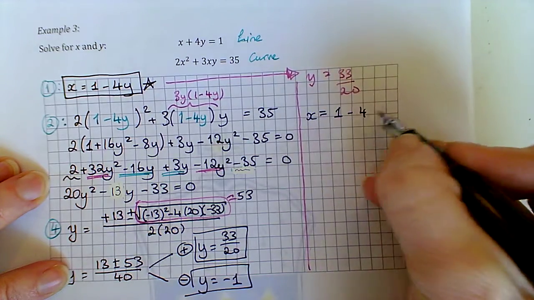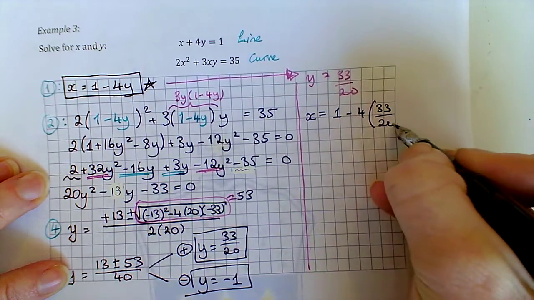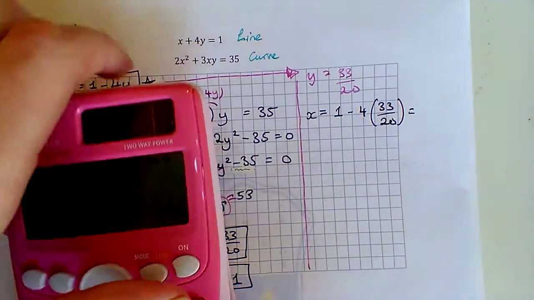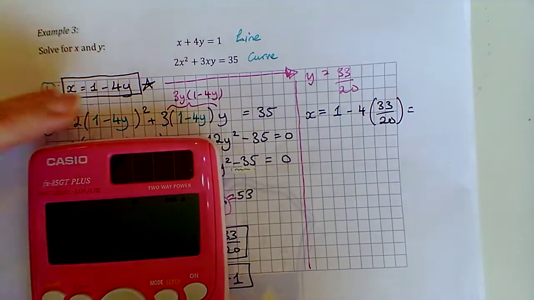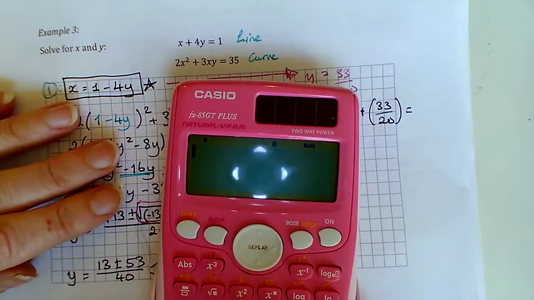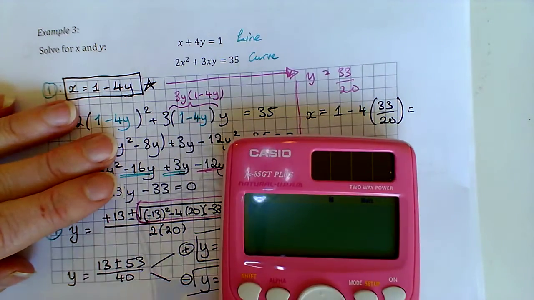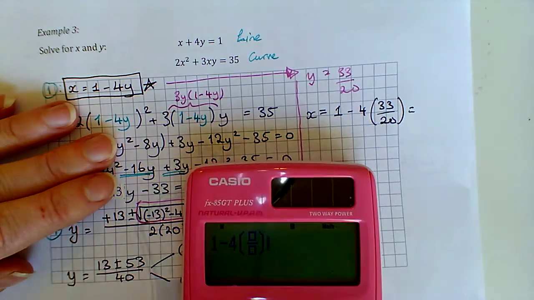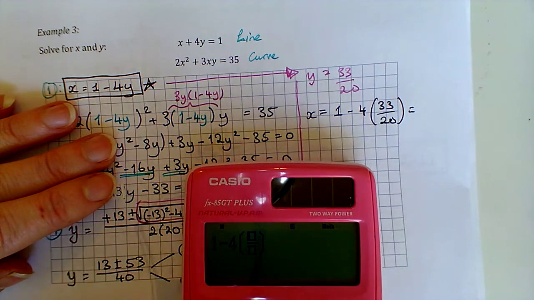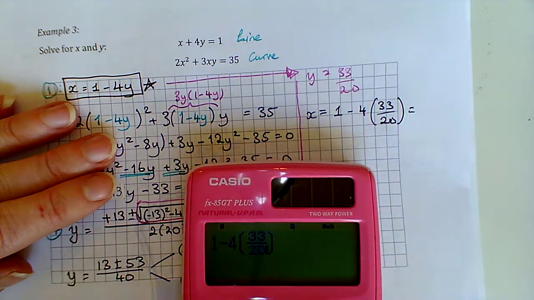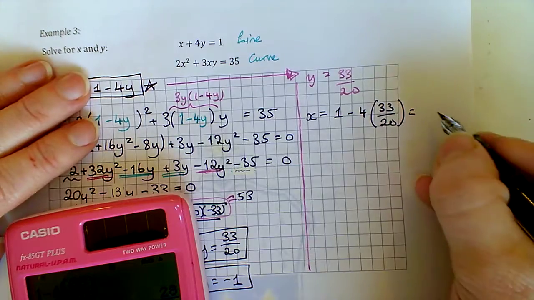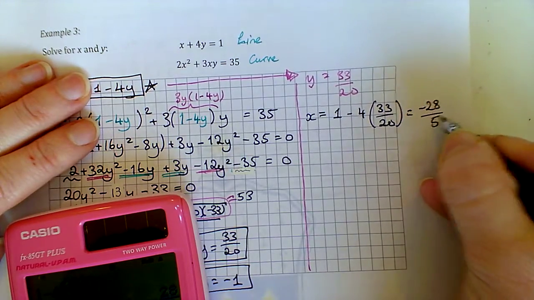1 minus 4 by 33 over 20. And just let the calculator do the heavy lifting there, okay? You can work it out, 4 goes into 20, you've got 1 minus 33 over 5, and mess around with that. But it's easy to make a mistake with fractions, and there's no extra points going for showing that work. So we're going to have 1 minus 4 by 33 over 20, which gives us minus 28 over 5. Minus 28 over 5.